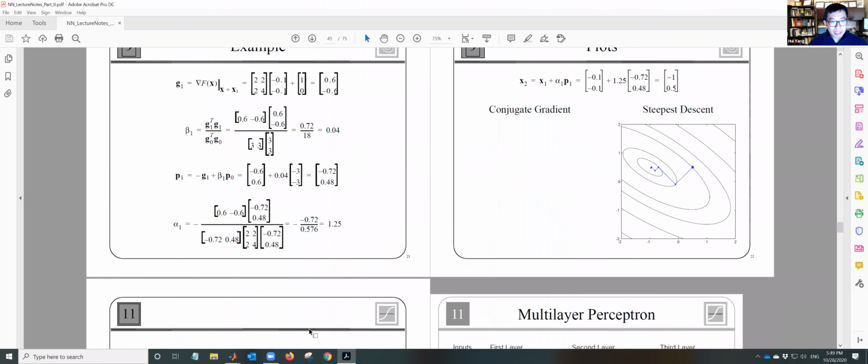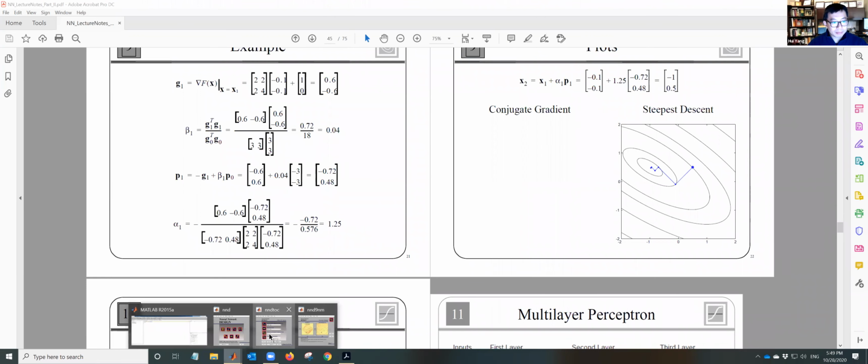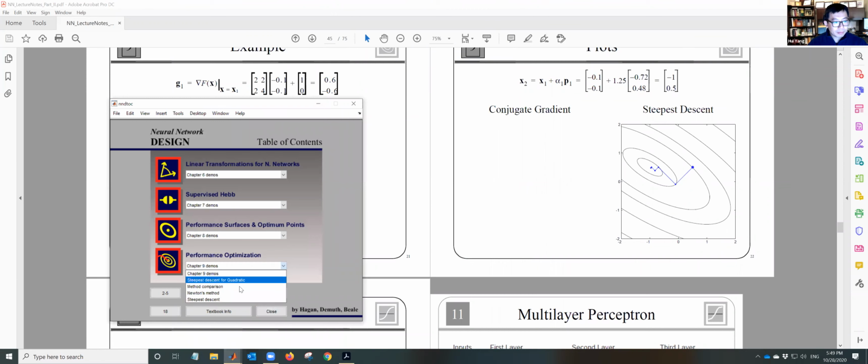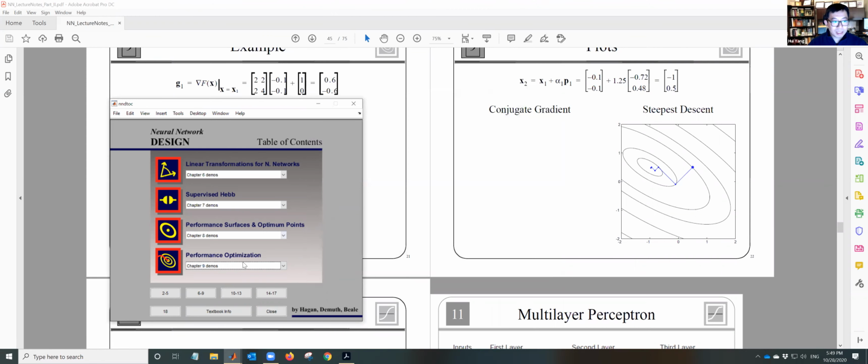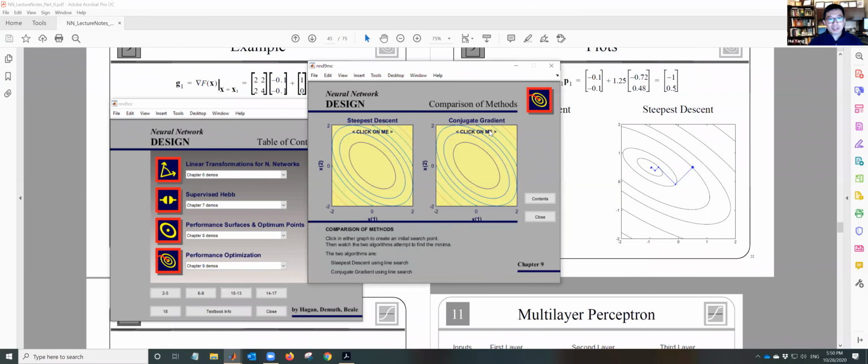Now let's go back to see the conjugate gradient. Now let's look at the steepest descent. This is steepest descent with different learning rates, for different functions. We can also see the method comparison. Here you see this is the conjugate gradient.